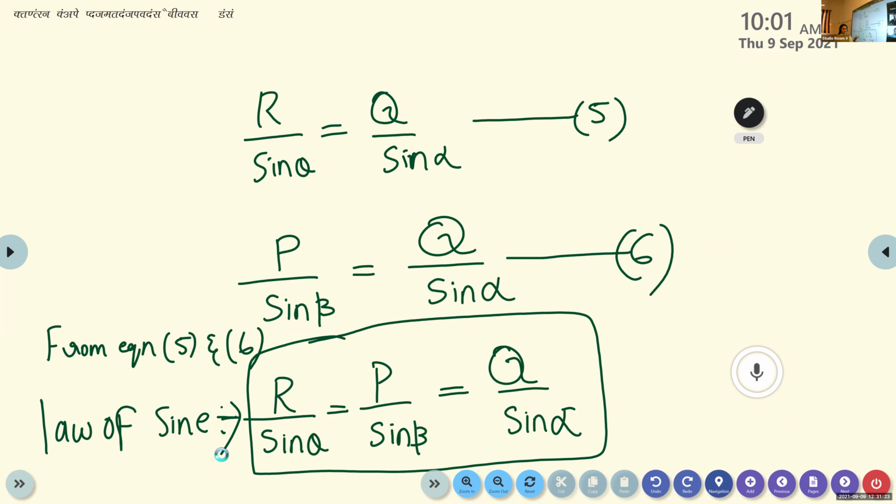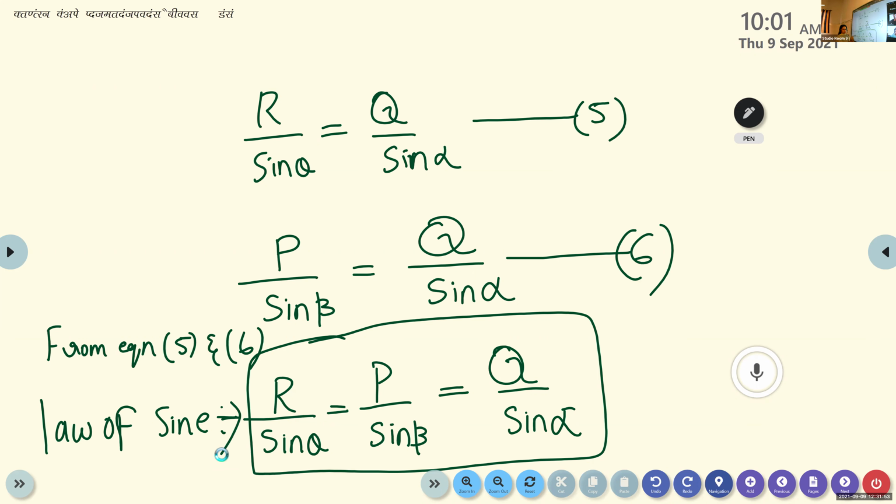Similarly, instead of P, Q and R, you can take A, B, C. If A and B are the vectors with magnitudes A and B, and the resultant vector is C, the equation becomes C by sin theta is equal to A by sin beta is equal to B by sin alpha. So it is not compulsory to take these vectors as P and Q. You can take any letters as your vectors. But the general form of the equation will be like this.